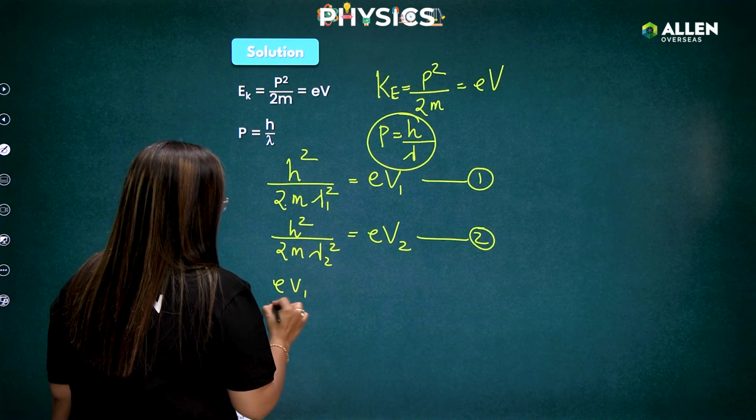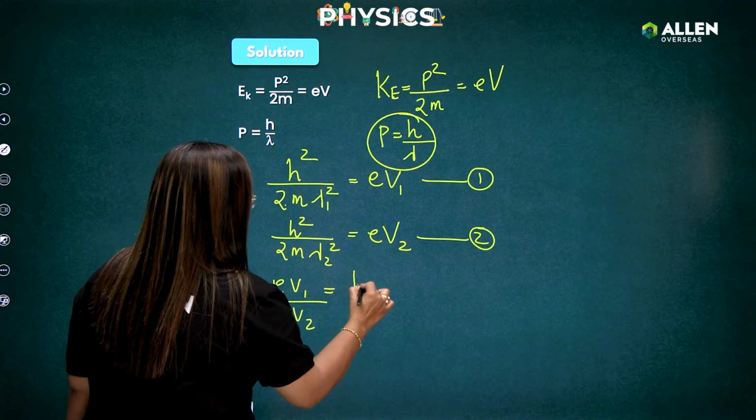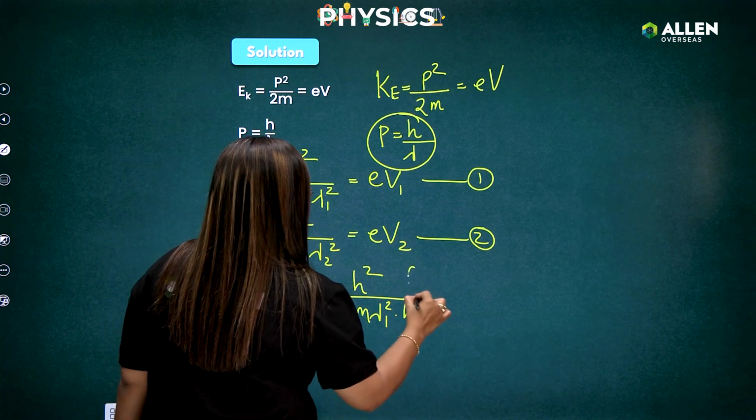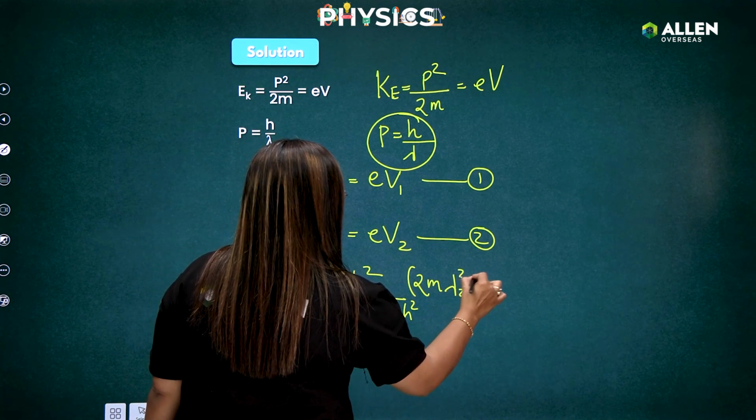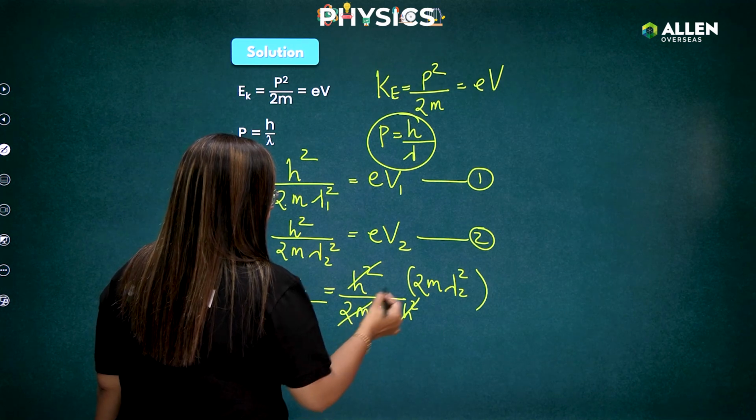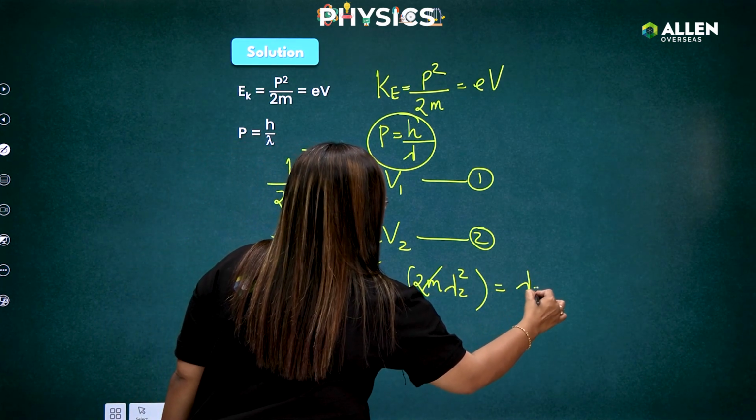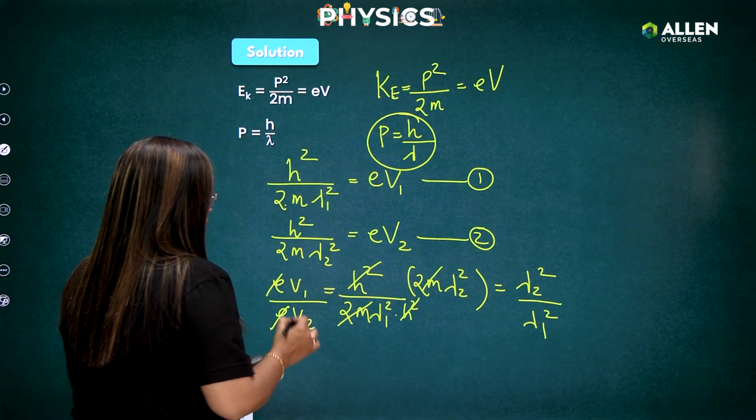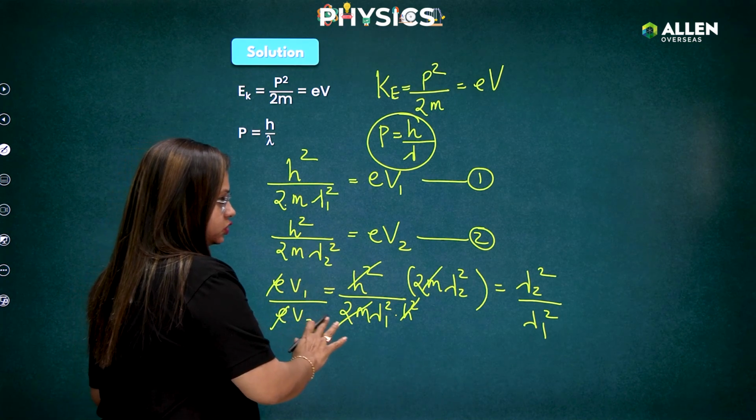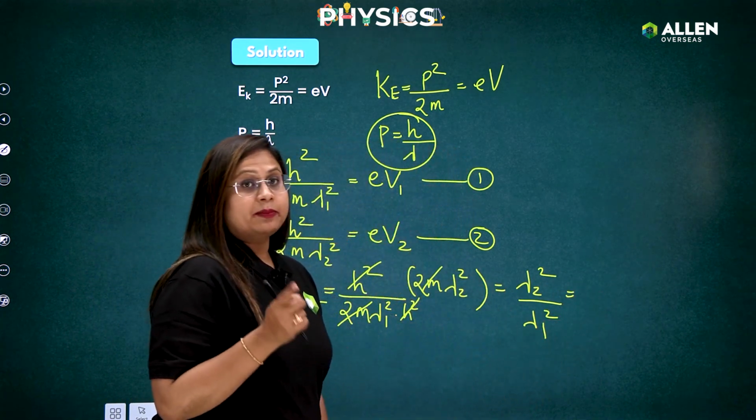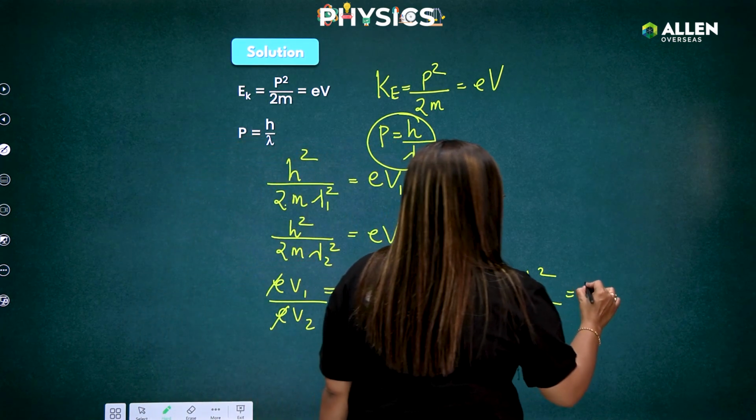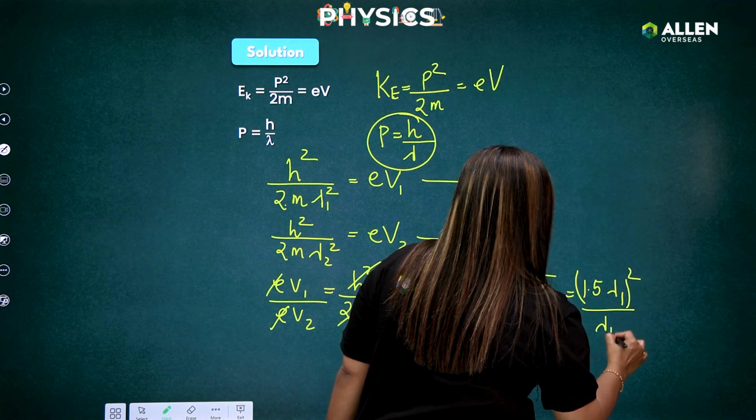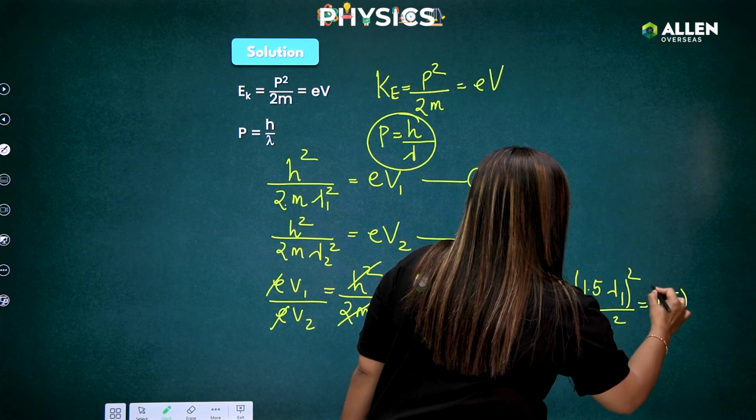We can get eV1 divided by eV2 is equal to h square divided by 2m lambda 1 square, times 2m lambda 2 square divided by h square. Since these are constant and equal, they will be taken out, and we get lambda 2 square divided by lambda 1 square. And what has been given to us in the question? We are required to find the ratio of these two, and lambda 2 is 50% more than lambda 1, which is 1.5 lambda 1.